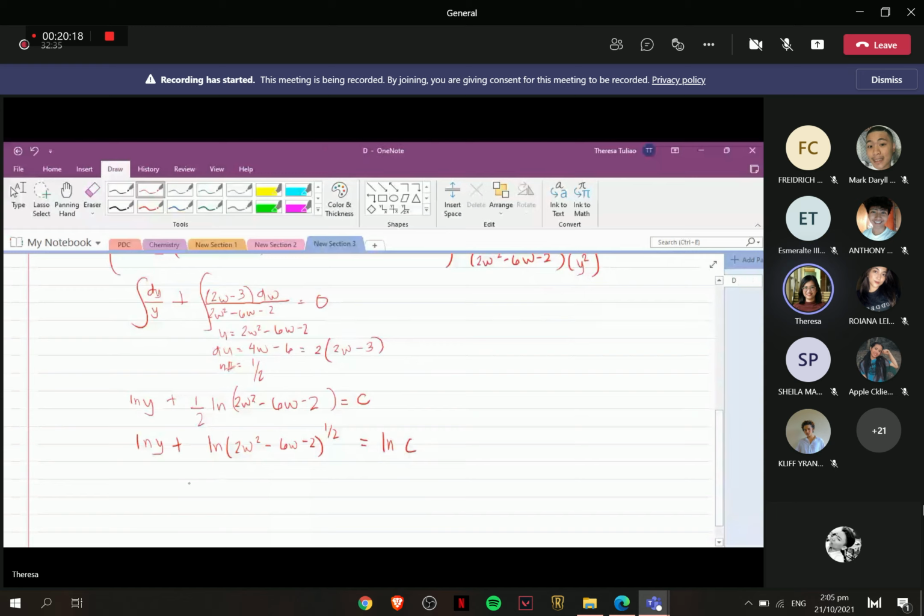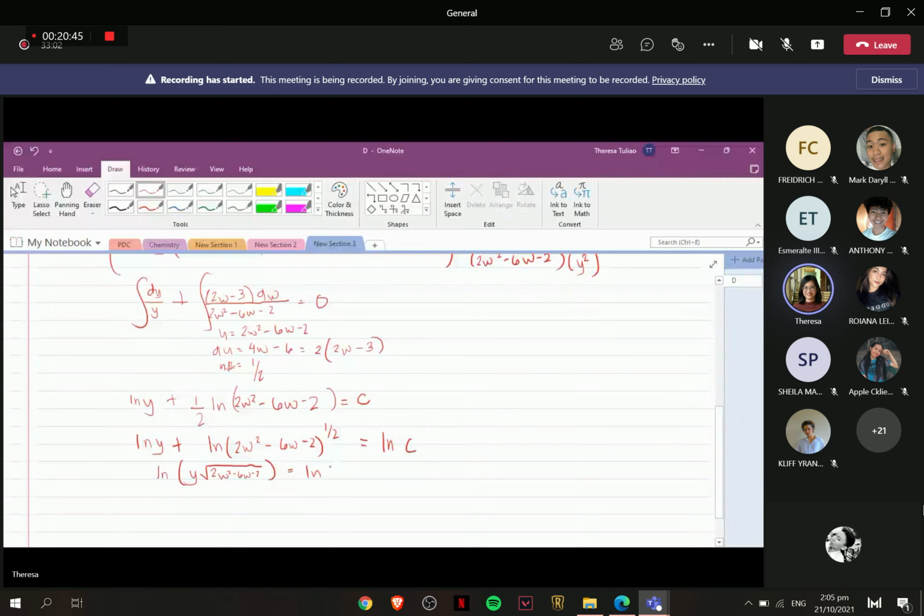No? And then, pwede rin natin itong ipag-combine. Diba? So, kung i-combine natin siya, magiging product yung dalawa. So, mangyayari, we have y, and then, this is actually square root of 2w squared minus 6w minus 2, equal to ln of c. Okay?